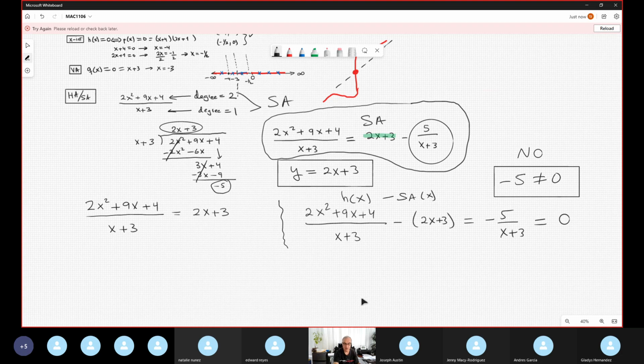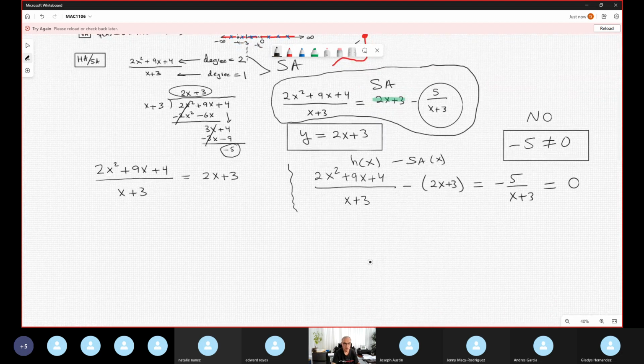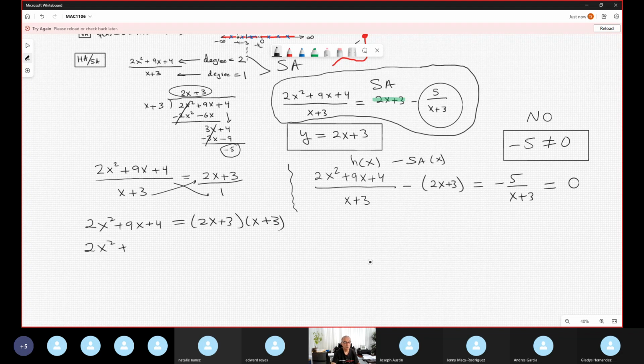Okay. Suppose I don't like this, or I don't see this very well. You apply, like we did at the beginning, cross multiplication. You multiply this and this. It's 2x squared plus 9x plus 4. And you multiply 2x plus 3 times x plus 3. Okay, let's do it. 2x squared plus 9x plus 4. And you FOIL: 2x squared plus 6x plus 3x plus 9.